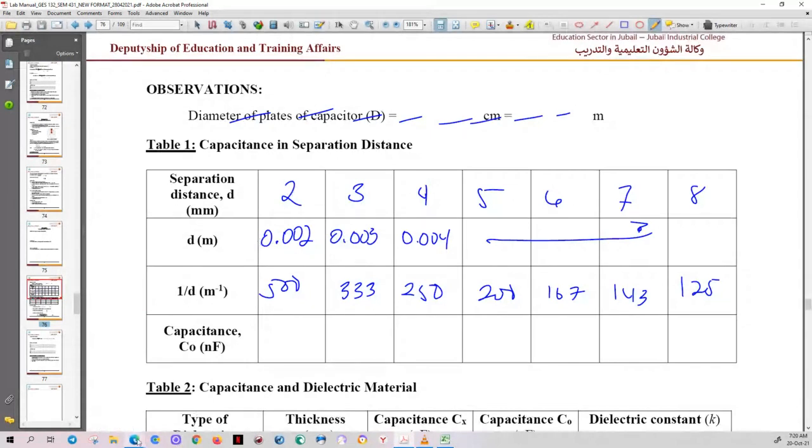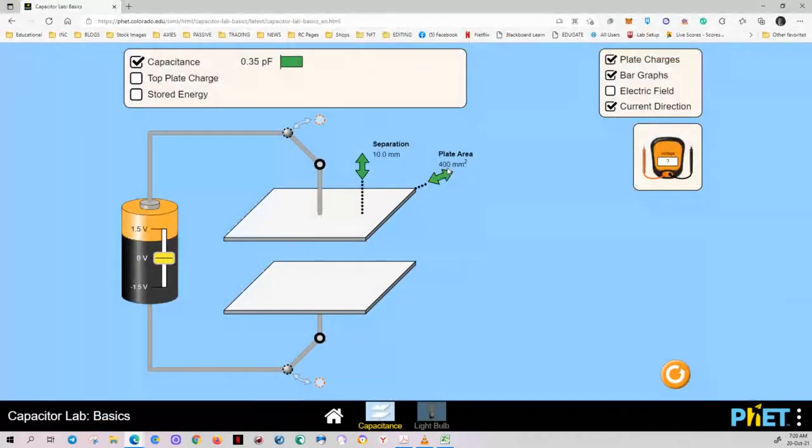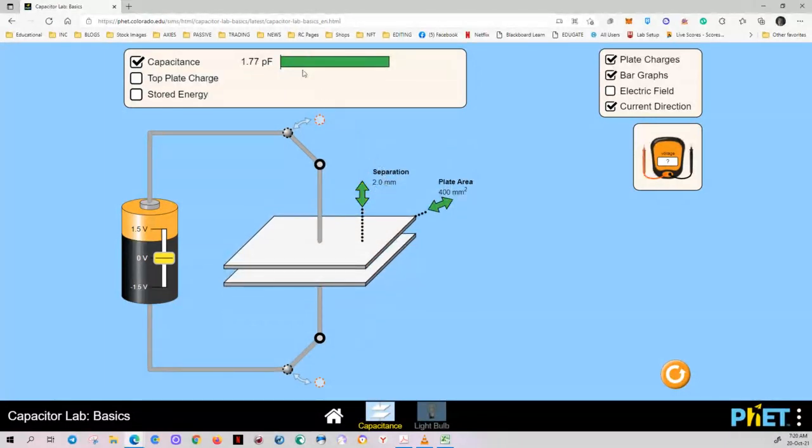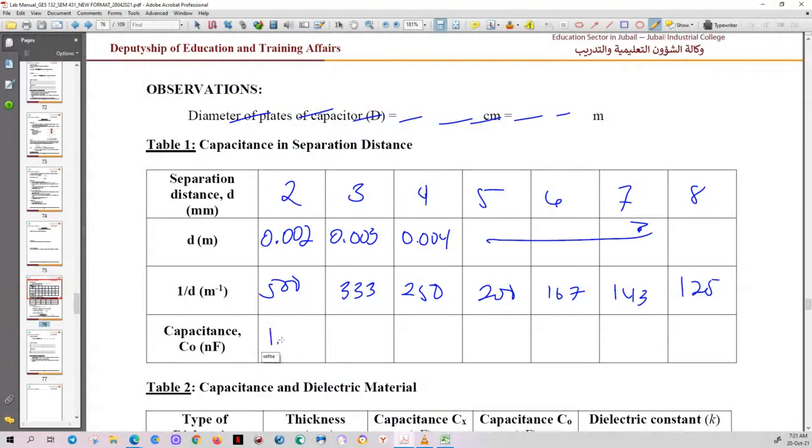We'll start with 2 milli. I'm going to use a plate area of 400 millimeters squared, and the distance is 2 millimeters. The capacitance reading is directly at the top, 1.77 picofarad. So go here and write 1.77 picofarad. Now take note that in the lab we are using a capacitor with a range of nanofarad. So here you will simply replace nano with picofarad.